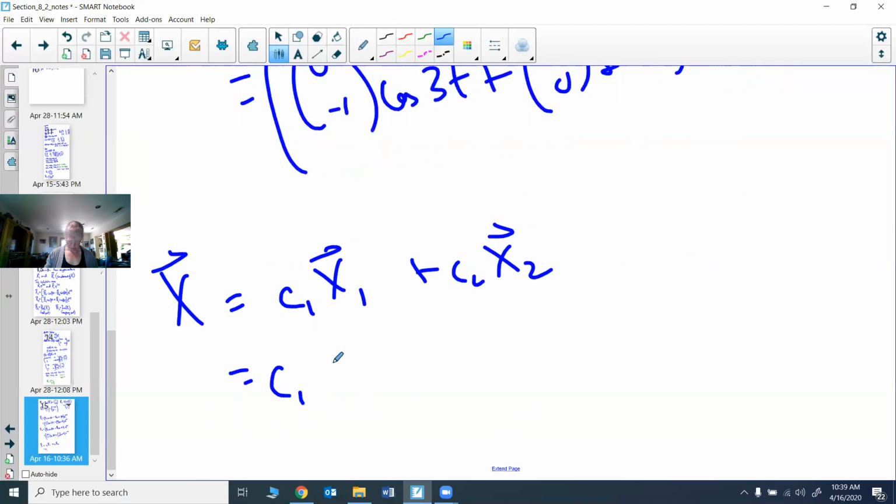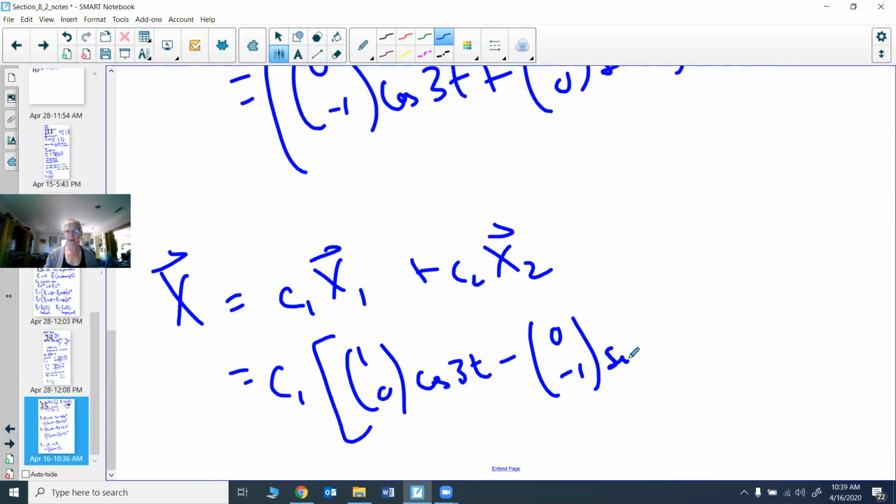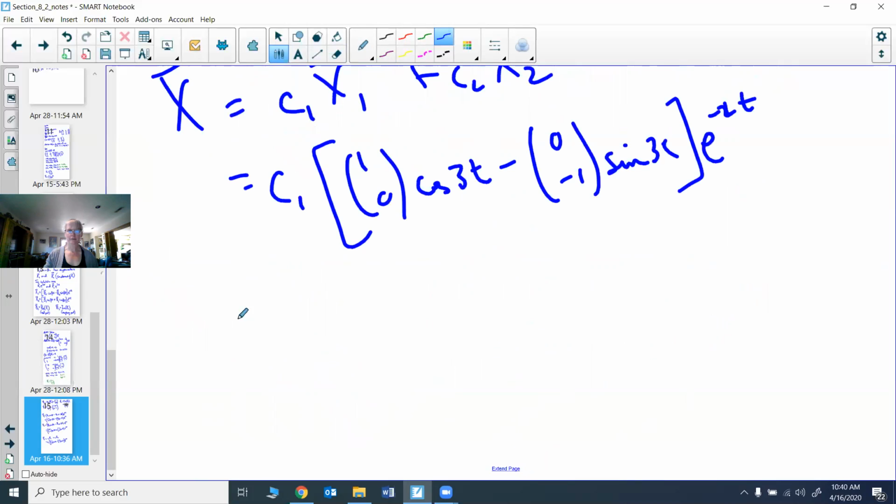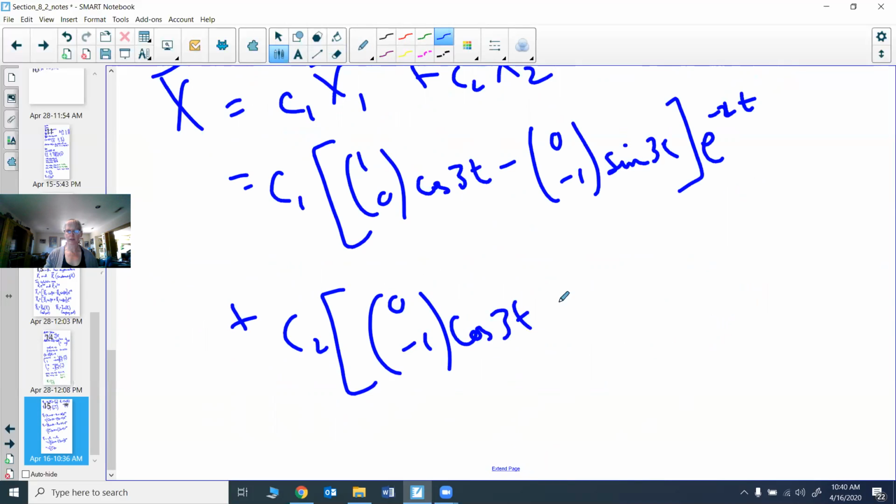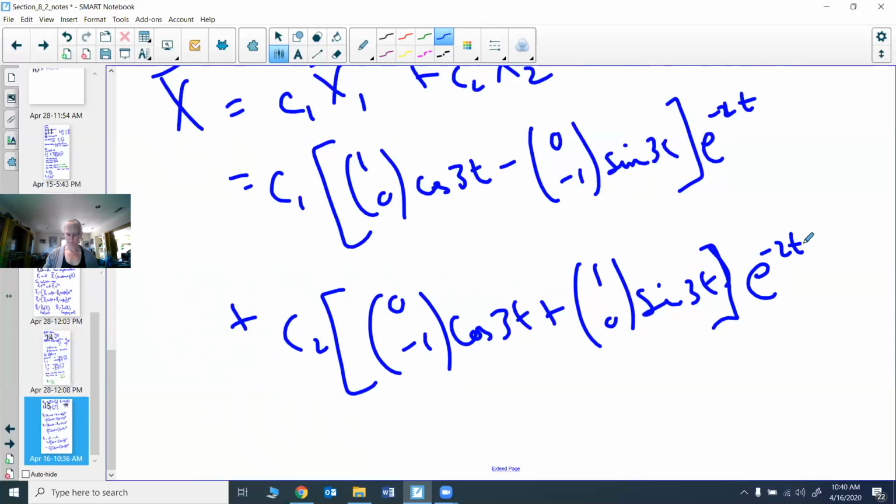So that would be c1 times 1, 0 cosine of 3t minus, I always get that negative sign wrong, minus 0, -1 sine of 3t, times e to the -2t, plus c2 times 0, -1 cosine of 3t plus 1, 0 sine of 3t, e to the -2t. And that's what you do when you get complex eigenvalues.